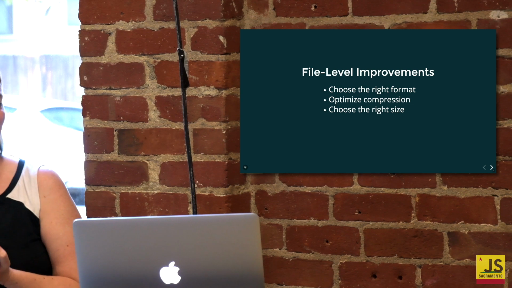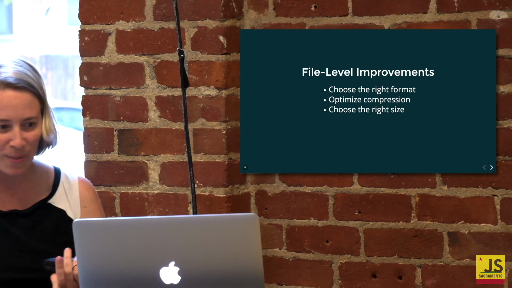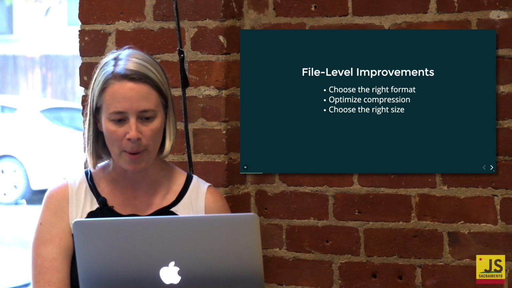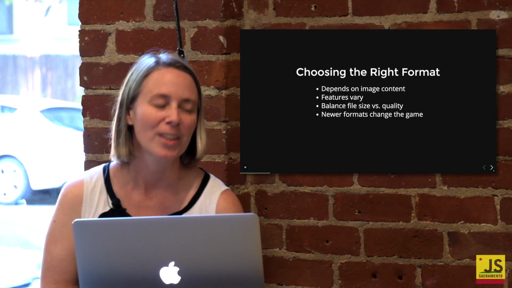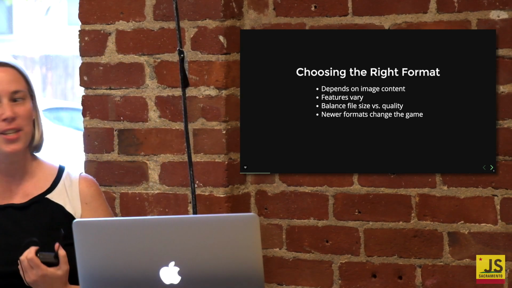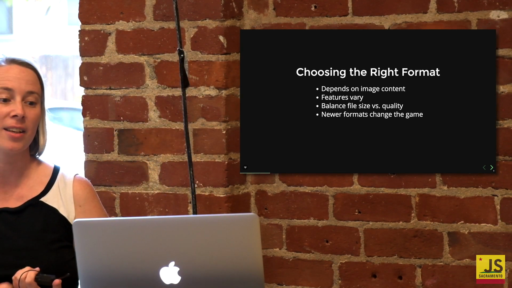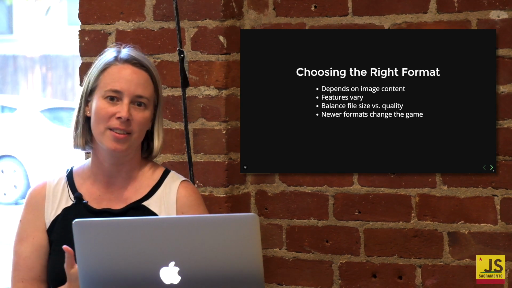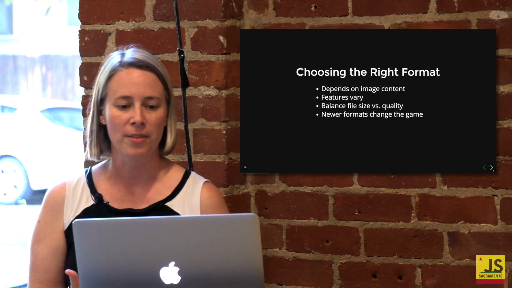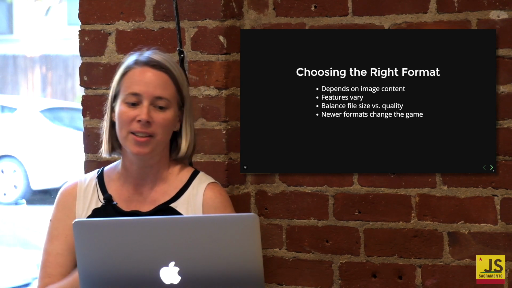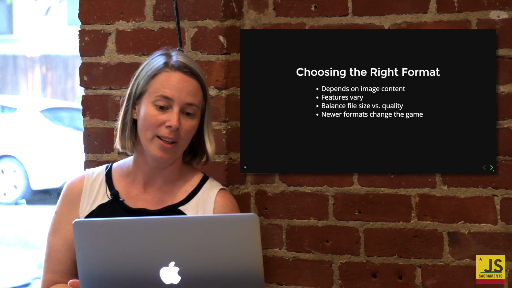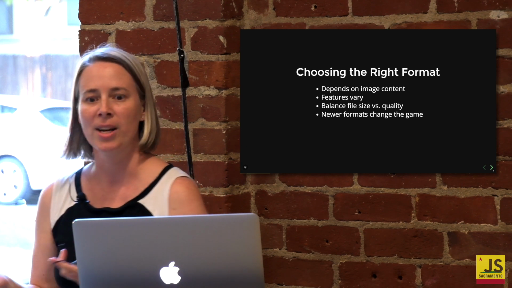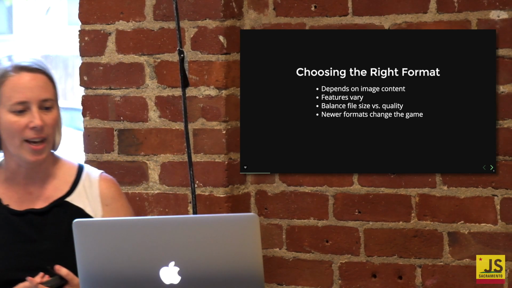So at the first one, file level improvements. Choosing the right format, optimizing compression, and choosing the right size are the 3 things we're going to talk about. Looking at formats. Which format is the right format to choose depends on the content of your image. They have different formats, have different features, and so you want to pick the features that fit with the content that you have in your file. Again, these all balance the file size with the image quality. And I'll also be telling you about some of the newer formats that are kind of out there on the horizon and how those might sort of change how we do that.